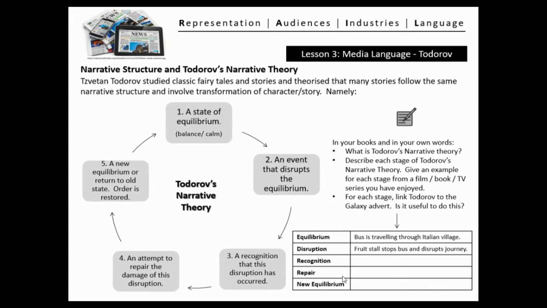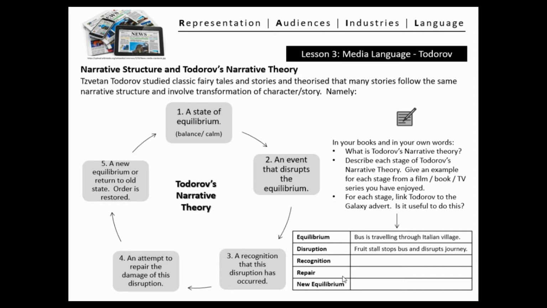Then, number two, an event happens that disrupts the equilibrium, the calm. So something disrupts that. Number three, there's a recognition that this disruption has occurred, that something negative has happened. Then number four, there's an attempt to repair the damage of this disruption. And then number five, a new equilibrium, a calm has returned. It's returned to its old state and the order is restored. So that is Todorov's narrative theory. He thinks the storyline looks like that in those 5 stages.